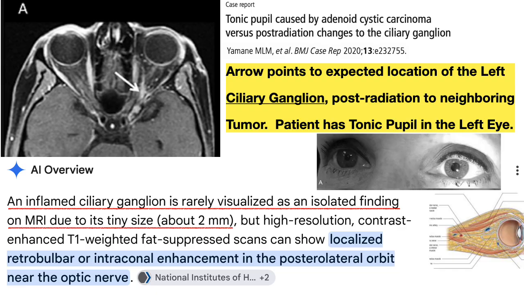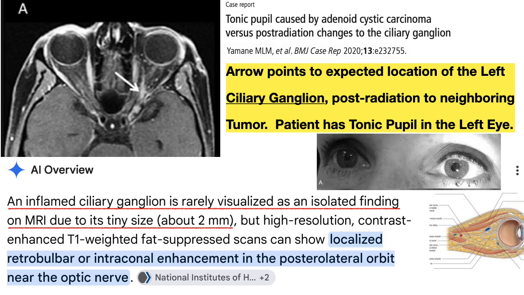Now turning to pupillary dysfunctions. These are referred to as tonic pupil or fixed pupil. This is a case of a carcinoma treated with radiation affecting the ciliary ganglion. So the arrow points to the expected location of the left ciliary ganglion post-radiation to a neighboring tumor.